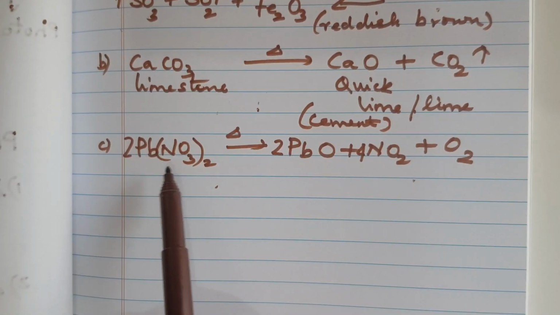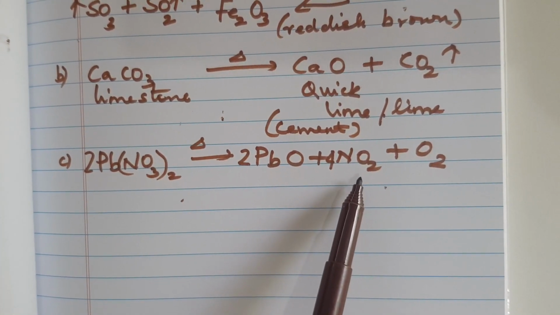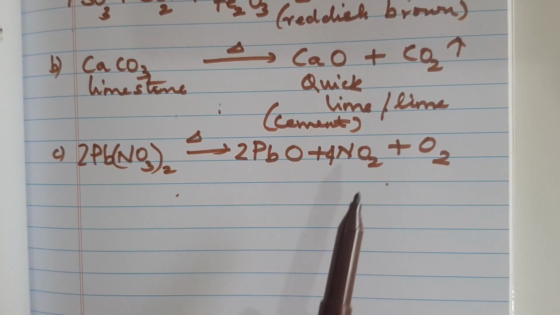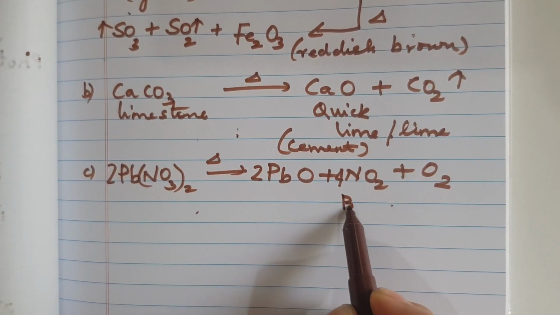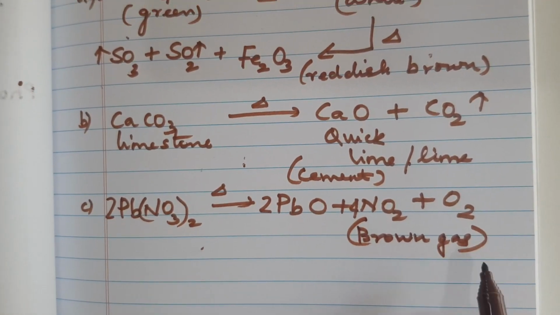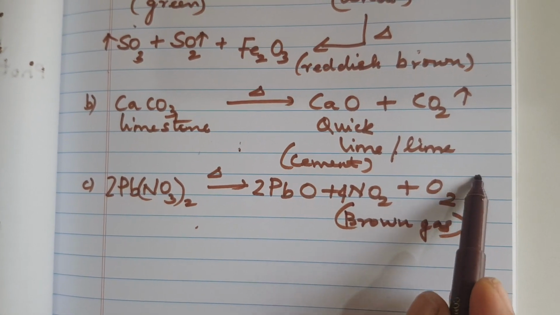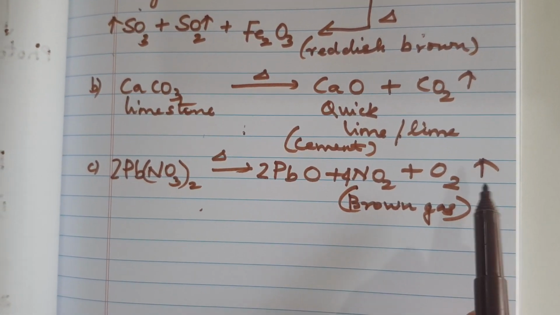This is nitrogen dioxide, which is formed by the decomposition of lead nitrate into lead oxide, nitrogen dioxide and oxygen. Lead nitrate gets converted to lead oxide, nitrogen dioxide, which is a brown gas, and oxygen. This is a brown gas. This is the observation that you have to look for in the boiling tube. Nitrogen dioxide and oxygen is given out.